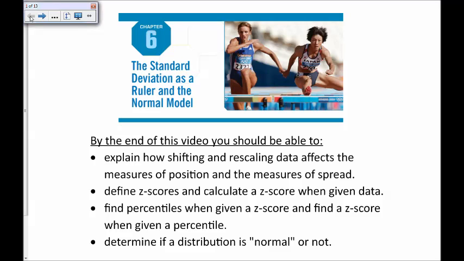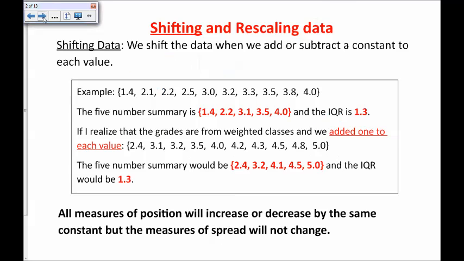Okay, by the end of this video, you should be able to explain how shifting and rescaling data affects the measures of position and the measures of spread. You should be able to define z-scores and calculate a z-score when given data. You should be able to find percentiles when given a z-score and find a z-score when given a percentile. You should also be able to determine if a distribution is normal or not. So first, shifting and rescaling data.